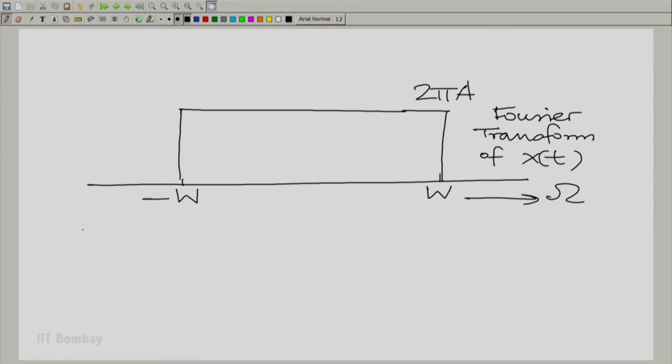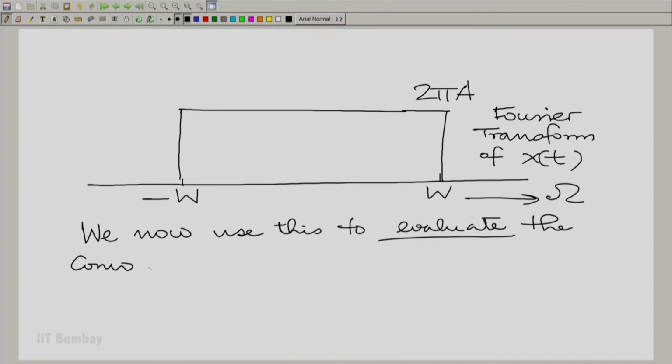But here we have a very simple answer. What is the Fourier transform? You can easily find out the convolution of x t with x t. Let us do that right here. So, we now use this to evaluate the convolution x t convolved with x t.